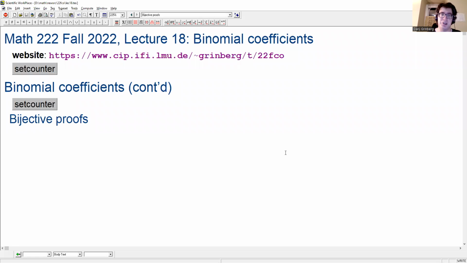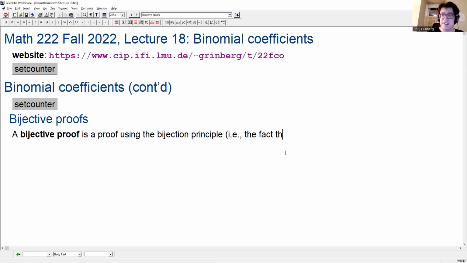Welcome to the online lecture 18 of Enumerative Combinatorics. And the topic today is something we have already implicitly done a little bit, and now we're going to do more of it. It's the topic of bijective proofs. So what is a bijective proof? Well, it's a proof using the bijection principle.